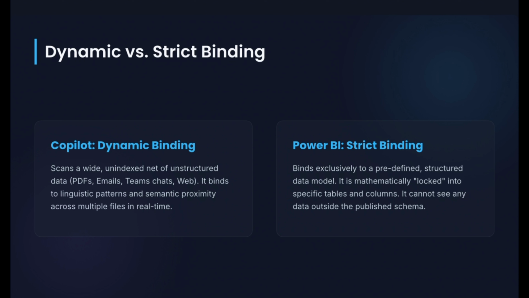We also need to learn about what dynamic versus strict binding is. Copilot is dynamic, and it uses the lasso approach. It throws a wide net over your emails, OneDrive, and the web, and binds to whatever looks relevant in the moment. Power BI has a strict binding, and it uses the railway approach. It can only travel on tracks laid down by the data architect or data engineer. And if a table isn't in the model, Power BI is effectively blind to it.